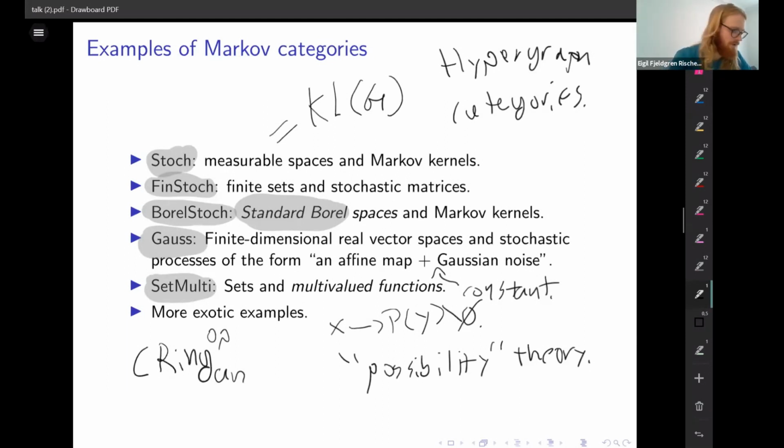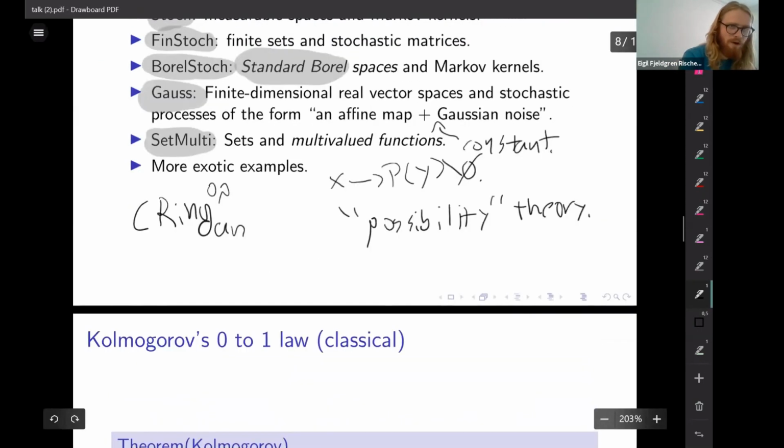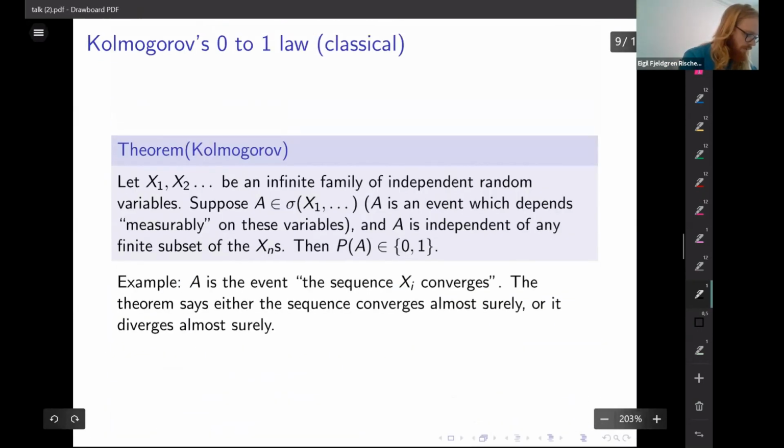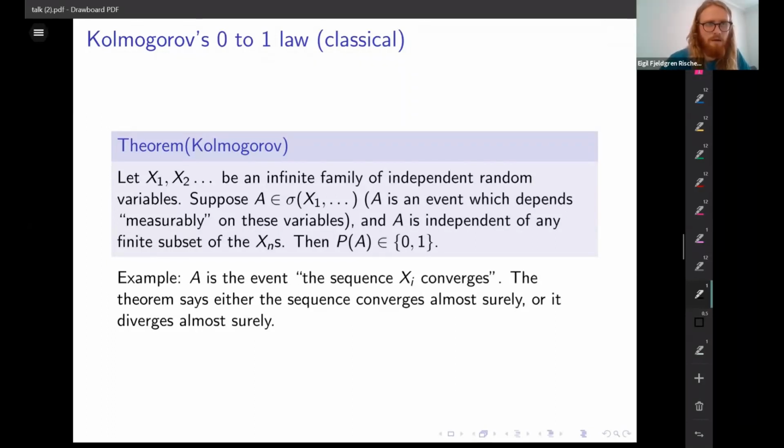I don't really want to get too much into all the strange corner cases of this theory. All right, so let's move on. These are some examples. Some are very normal and some are very strange. But now let me get to one of my case studies.